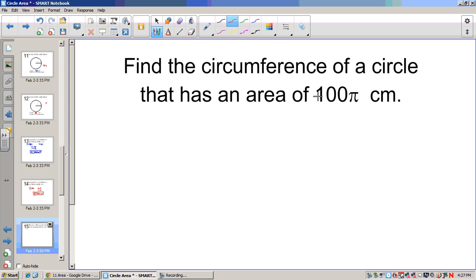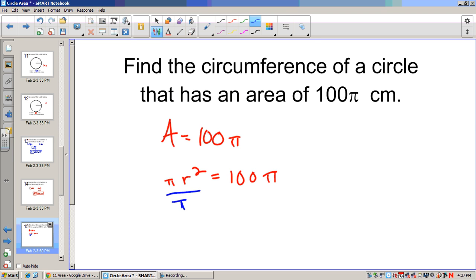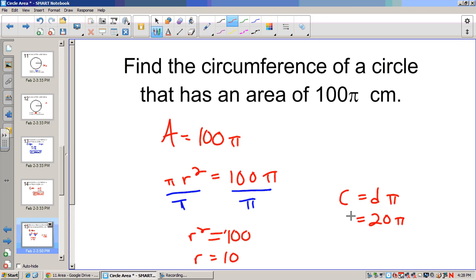Find the circumference of a circle that has an area of 100 pi. So my area is 100 pi. Now if pi r squared is equal to 100 pi, if I divide pi on both sides, I'm left with r squared is equal to 100. Now if I take the square root of 100, r will be 10. So if my radius is 10, I have to find my diameter, which is twice that, which is 20, and multiply that times pi, and that's my circumference. And the units on that will just be centimeters.